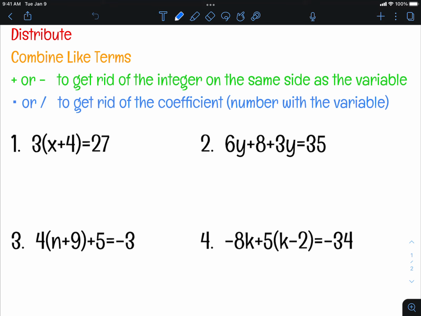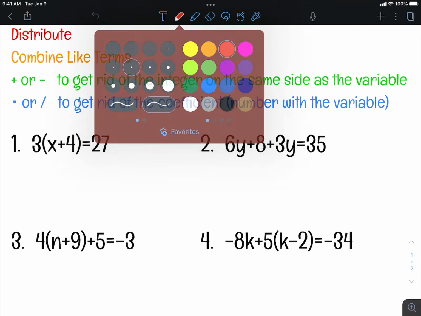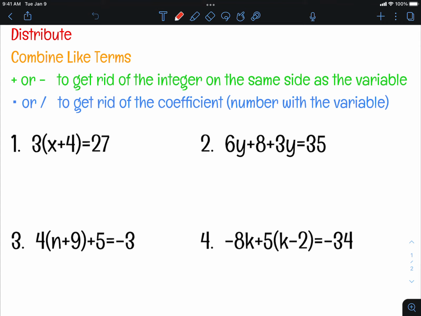To solve a multi-step equation, we can follow these steps. The first step is to distribute. Distribute means you'll take the number that's kissing the parentheses and multiply it by both of the terms inside the parentheses. So for number 1, we will do 3 times x and 3 times 4.